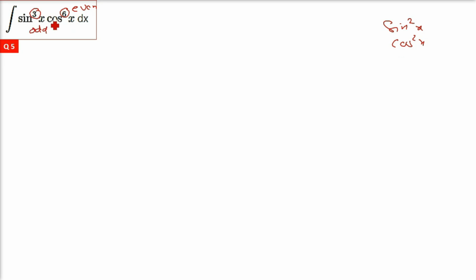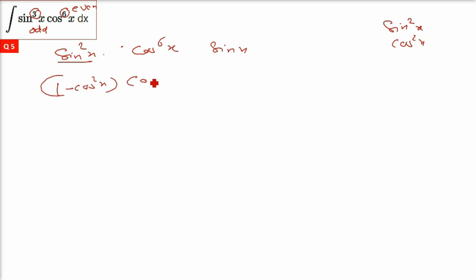So what I'm trying to suggest here is that sin square x into sin x can be written like this. I'm writing that separately because I want to get sin x dx. Cos raised 6x can be written like this. Sin square x will be 1 minus cos square x. This cos raised 6x will be cos 6x. Let it be like that. And this will be sin x.